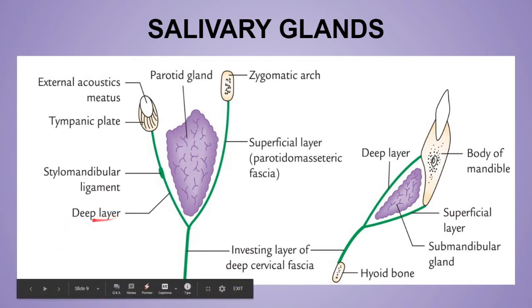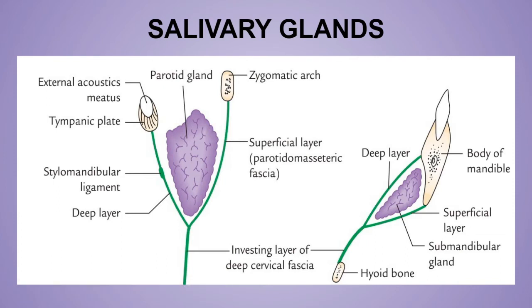Means the deep layer actually gets thickened between the styloid process and the base of the mandible, and at that area it is known as the stylomandibular ligament, and that ligament actually separates these two glands from each other. And this stylomandibular ligament is actually pierced by the external carotid artery. This line is very important.